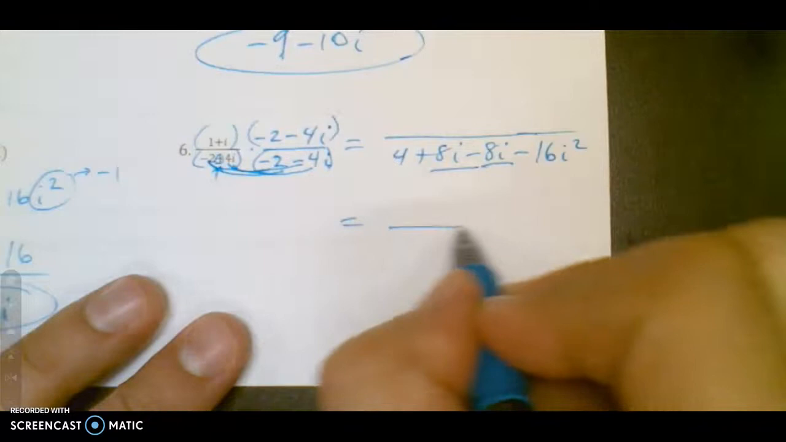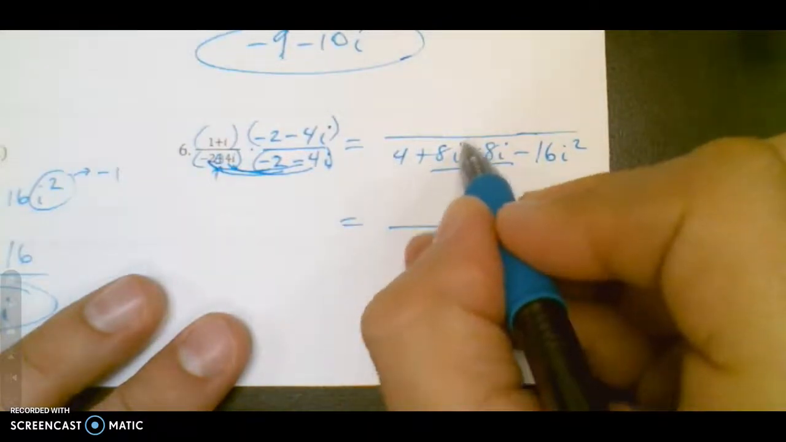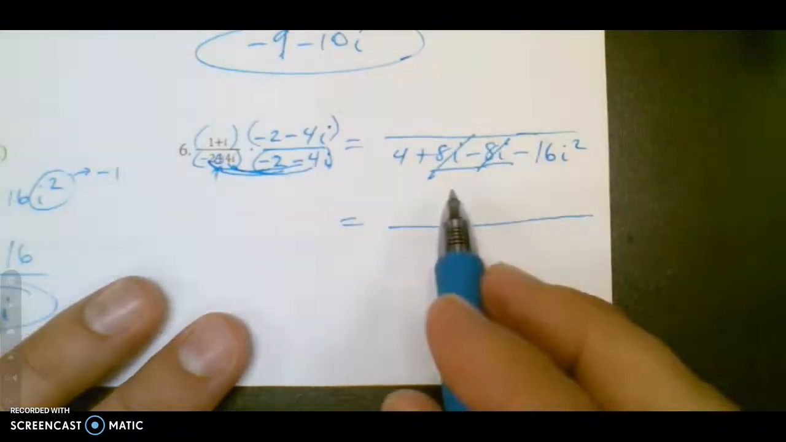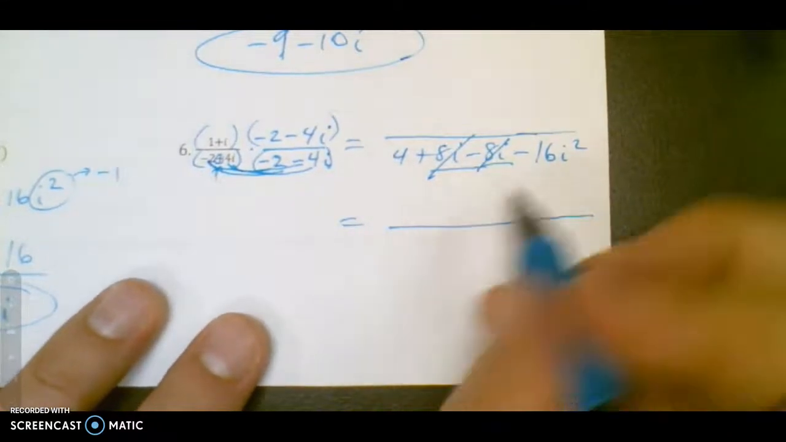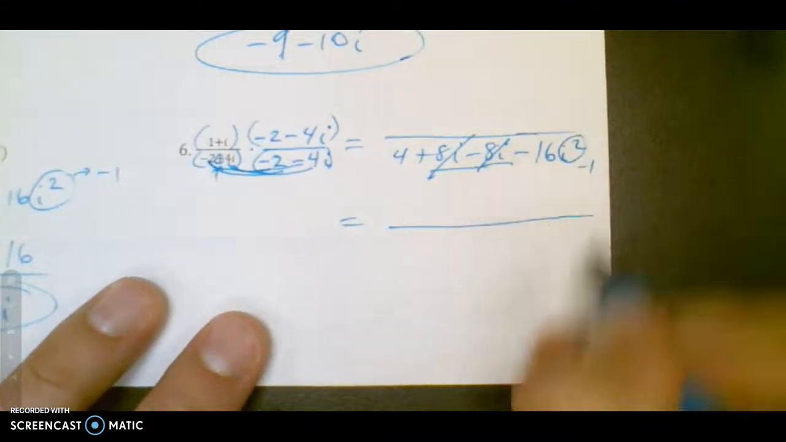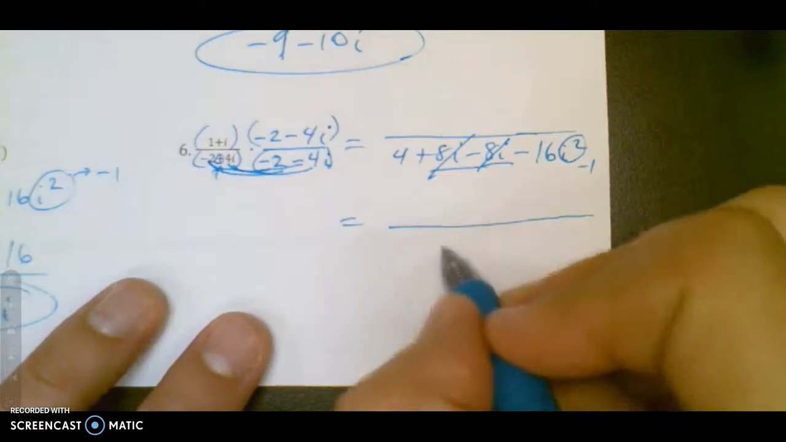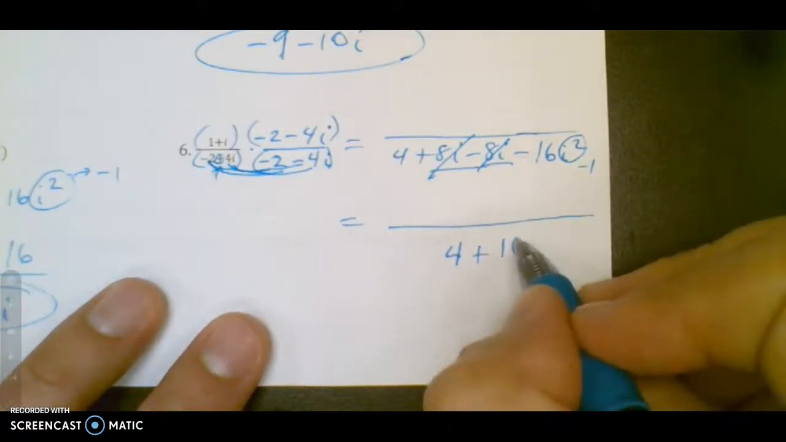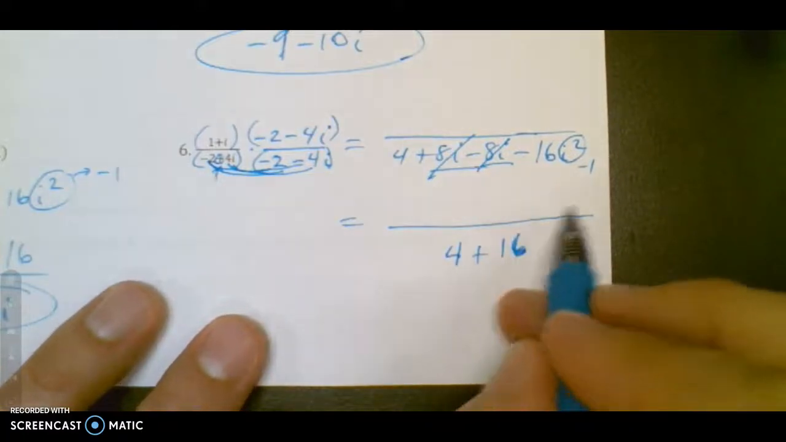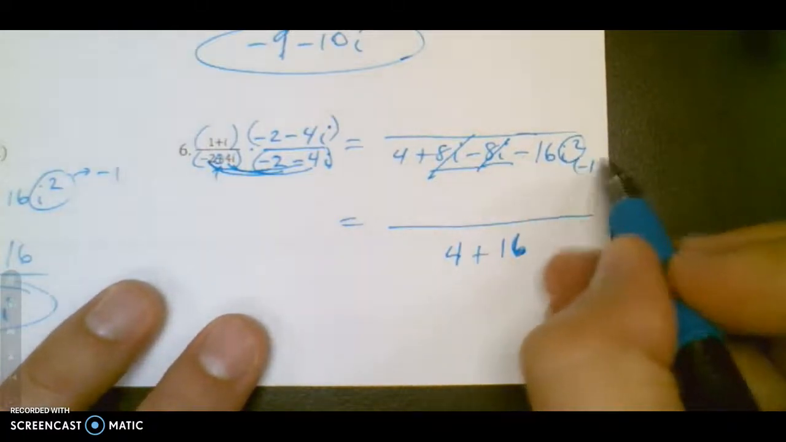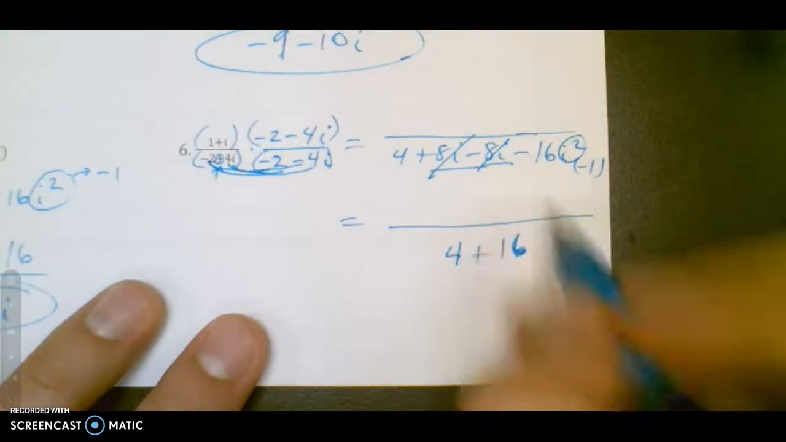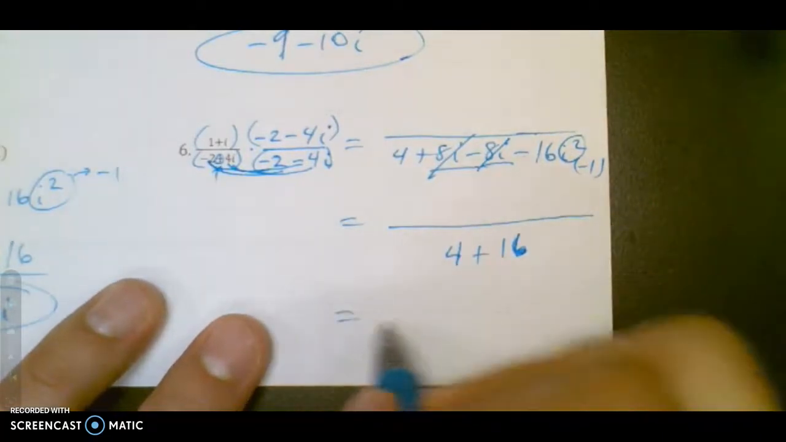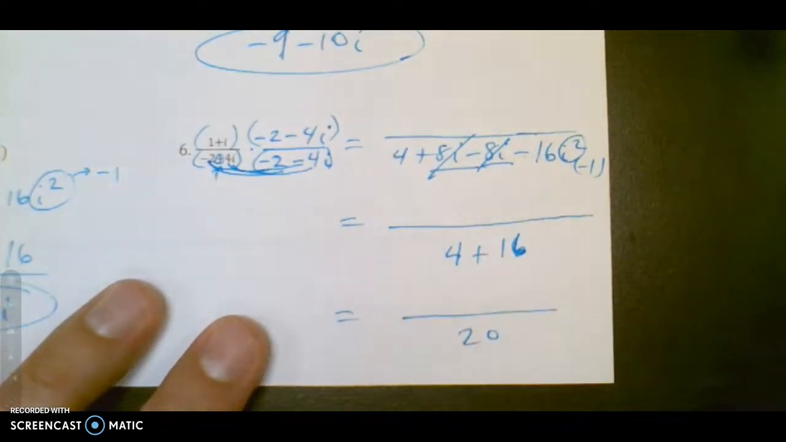Luckily, if you look at this carefully, you'll notice these two kill each other, because a positive 8i and a negative 8i kill each other. And then this turns into a -1, so the bottom becomes nothing more than 4 plus 16. It was 4 minus 16i squared, but that turns into a -1, so it cancels out the negative. So in the end, the bottom's just a 20.